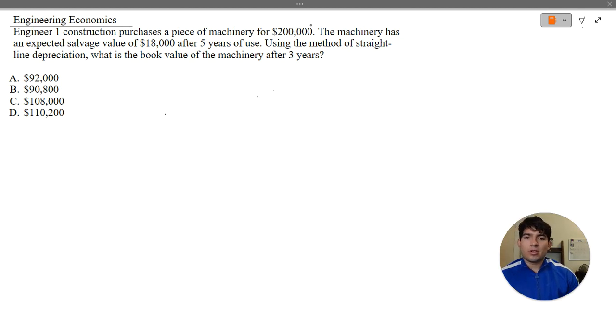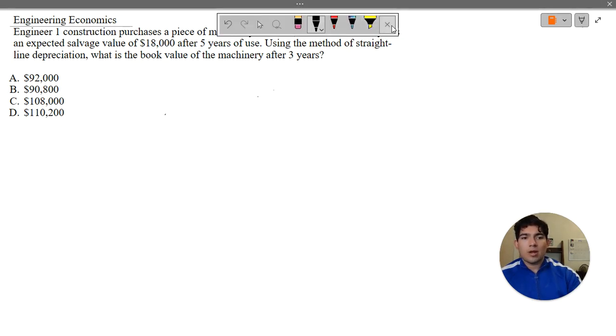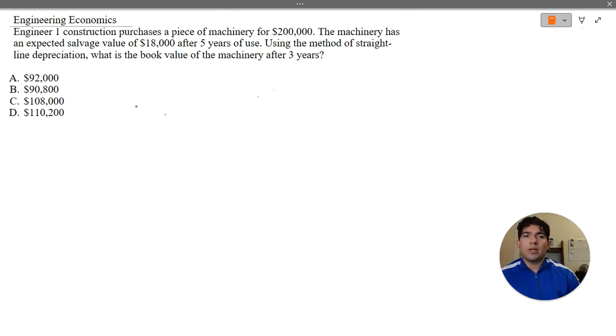So the key words here are straight line depreciation and book value. And the formulas for straight line depreciation and book value are found on page 231 of the FE review manual. For this video, I'm just going to write them out for us. And we also need to keep in mind the dollar amounts that we were given. So our very first step is we need to determine the annual depreciation for the machinery. So the formula that we need for that is this one, which, like I said, can be found on page 231 of the FE review manual.